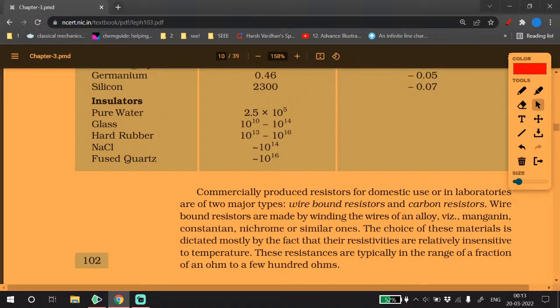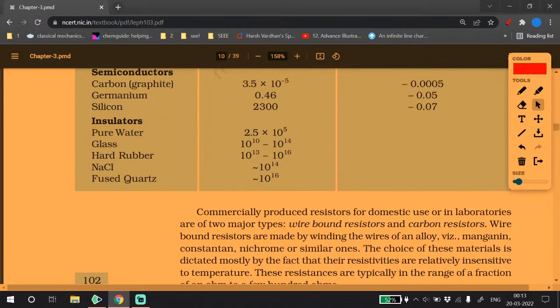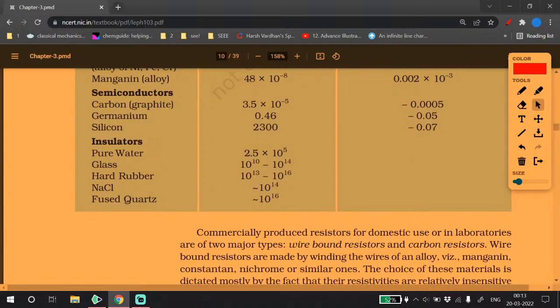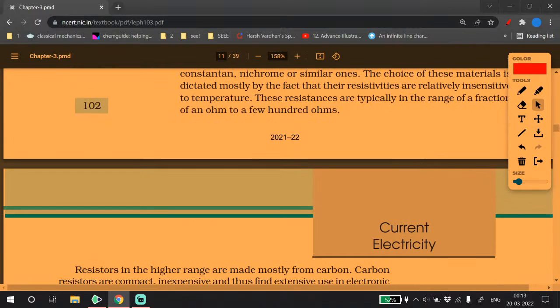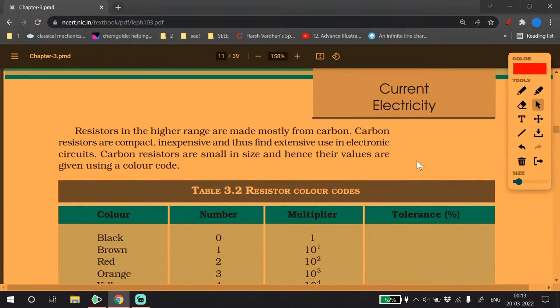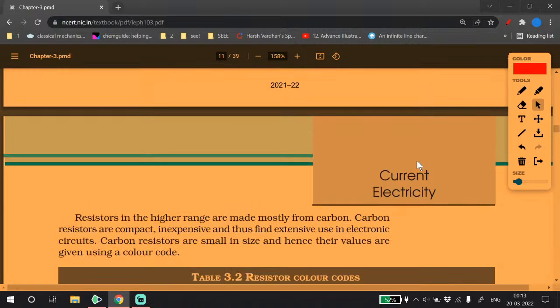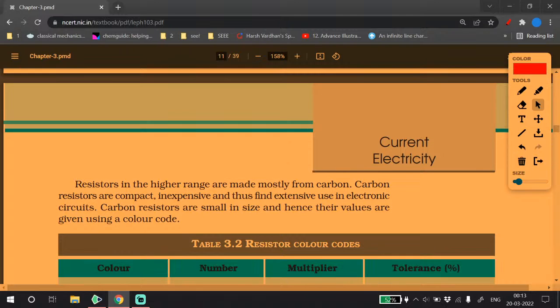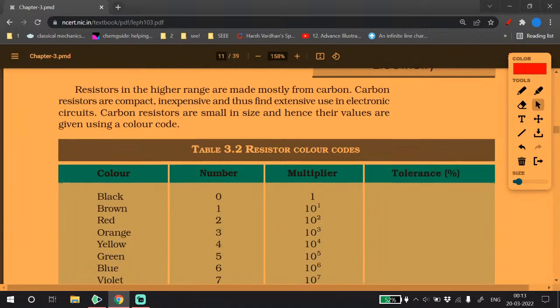So these resistors are typically in the range of a fraction of an ohm to 100 ohms, because we don't need so many ohms. Resistors in the higher range are carbon resistors, because obviously those wire-bound ones are metals, and carbon is a non-metal, it will have a higher resistance. They are very small, so that's why the need for color coding.